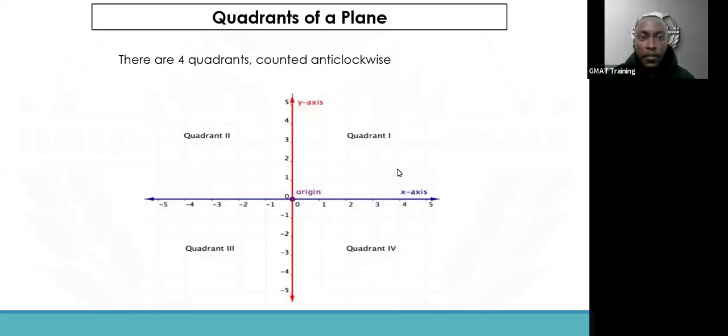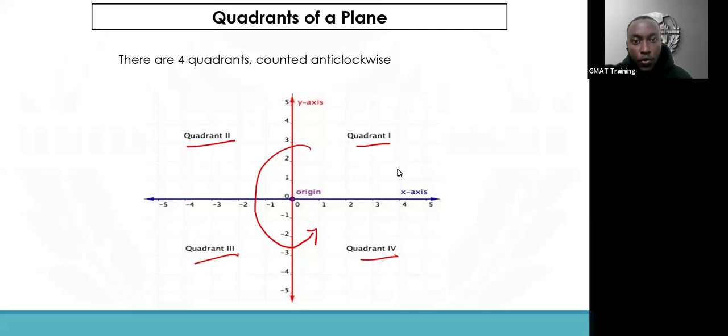Okay, so the first thing that we need to understand about coordinate geometry is the quadrants of a plane. There are 4 quadrants, counted anti-clockwise. We start with quadrant 1, then we go to quadrant 2 in this manner, anti-clockwise. Quadrant 1, quadrant 2, quadrant 3, quadrant 4.